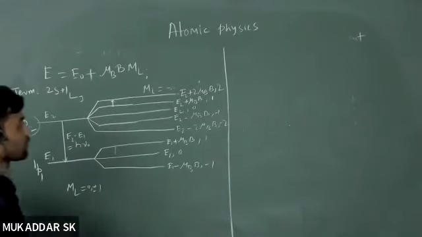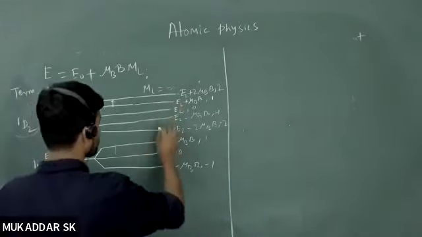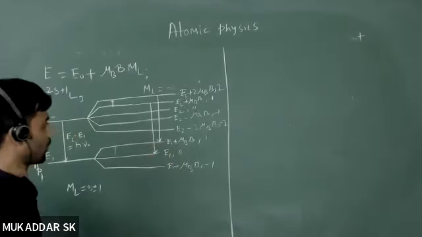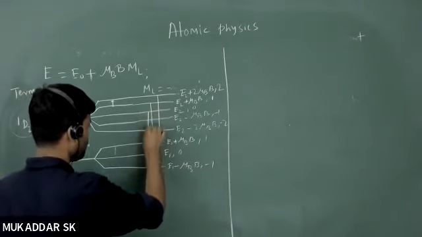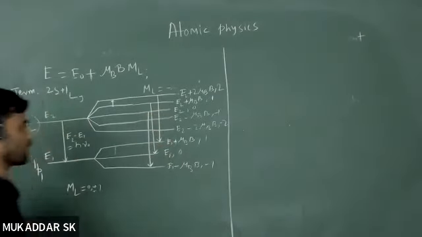So plus 1 means when there is a transition from 2 to 1, when there is a transition from 1 to 0, when there is a transition from 0 to minus 1. So you are getting 3 lines.